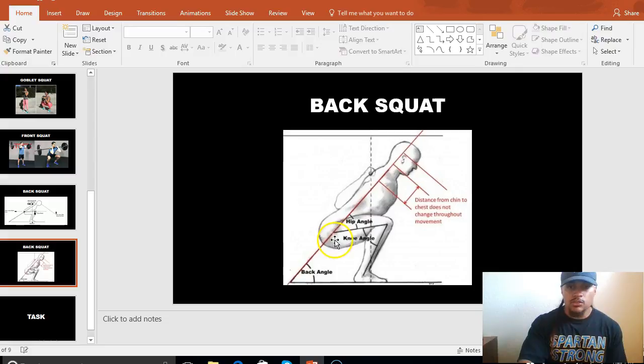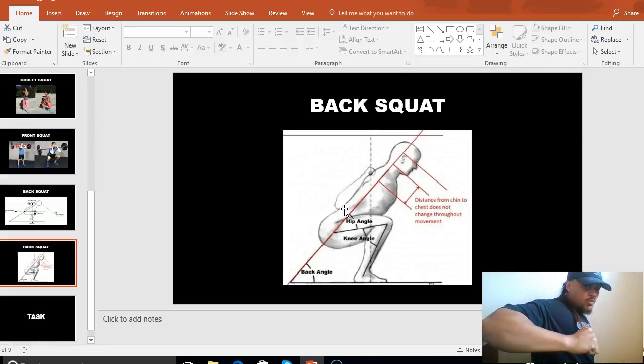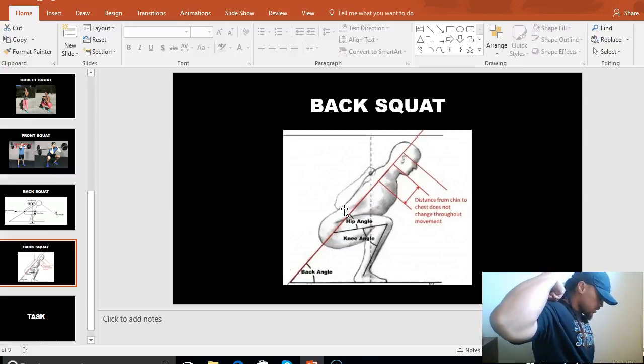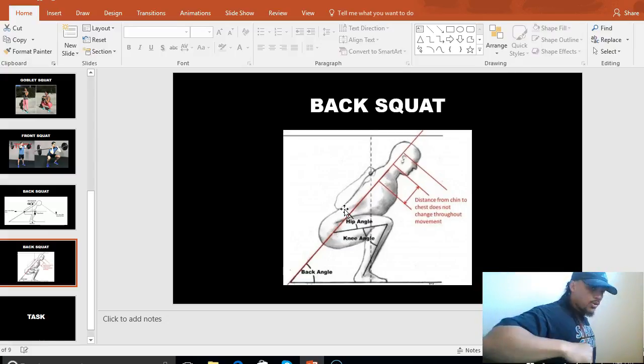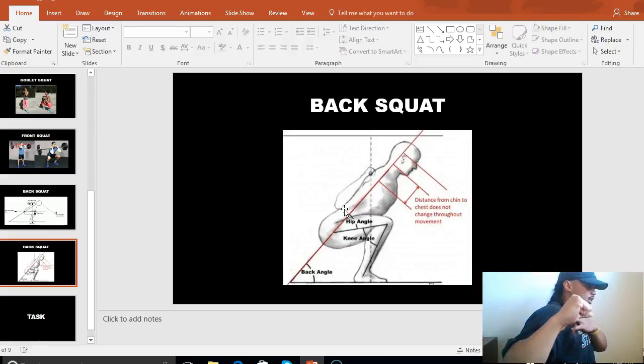Again, neutral spine. The elbow should be in the same line with the body. So you don't want them to be hiked all the way back to where the bar is going to be in their trap and pushing them forward. You have that anterior glide in the shoulder. That's something that you don't want. So let's go ahead and keep the elbow down in the same line with the body.